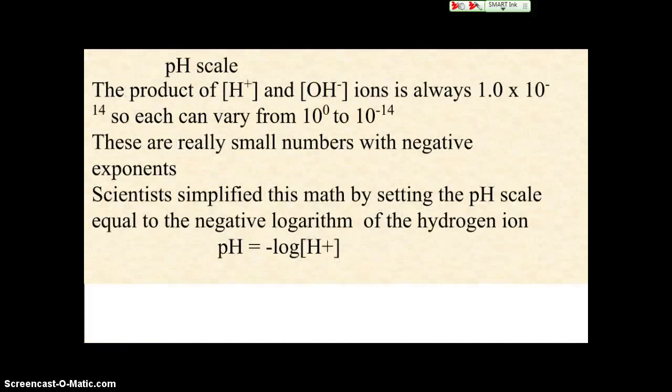And it's no accident. If we take a look, the product of the OH and H plus is always somewhere between 10 to the 0 and 10 to the minus 14th for each one's concentration. So these are really small numbers with negative exponents. So scientists just simplified this math and said if we took the negative logarithm of the hydrogen ion, we would get this manageable positive number between 0 and 14, which would be a lot less confusing. So that's what they've done. Basically what you're doing is taking the exponent, getting rid of the 10, and taking the negative value of it.